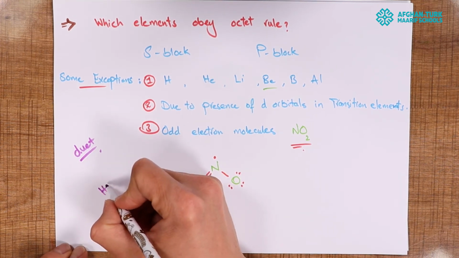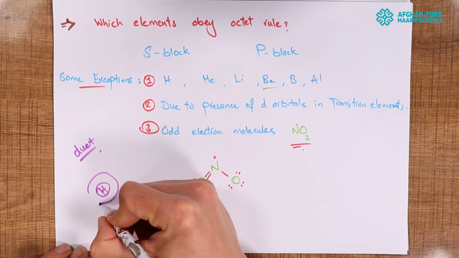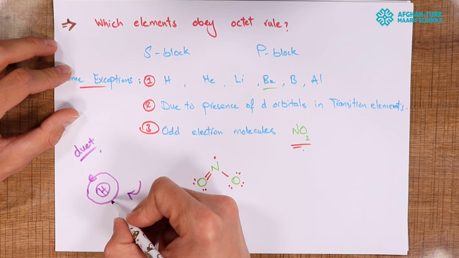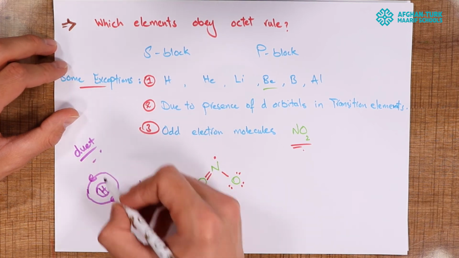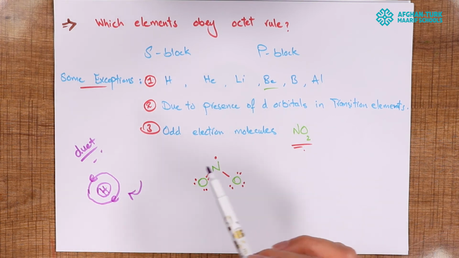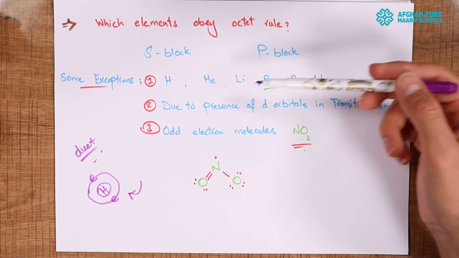Like hydrogen, this is the nucleus, and we know that there's only one electron. If it gains another electron and becomes H minus, in this case it has also achieved a stable state, but it's not actually octet, it is duet. And helium is a noble gas, it mostly won't react, so it also has the duet state.